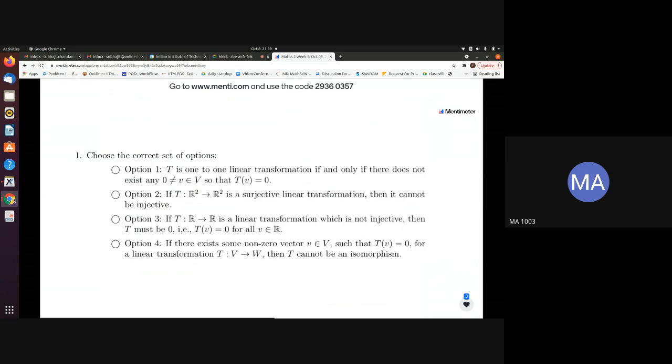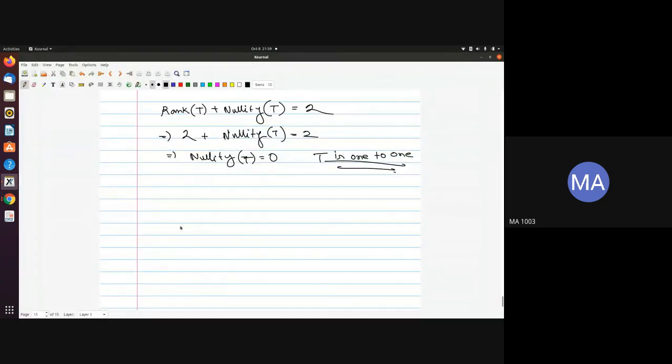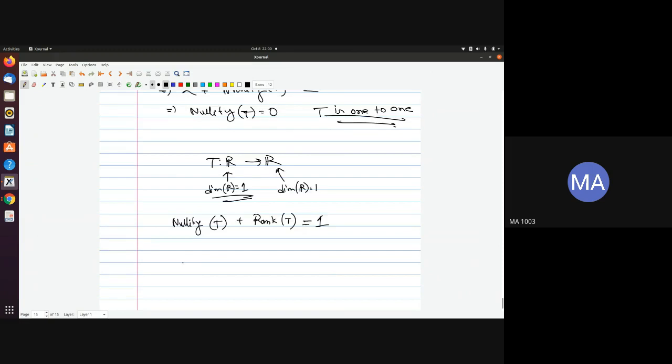You are actually saying it correctly, but a little bit of finesse is needed. So T is from R to R. What is the dimension of this one? 1. What is the dimension of this one? 1, right? Okay. So if I apply the rank-nullity theorem, what should be equal to what? It should be equal to the dimension of this one, so 1. Now it is given that T is not injective.